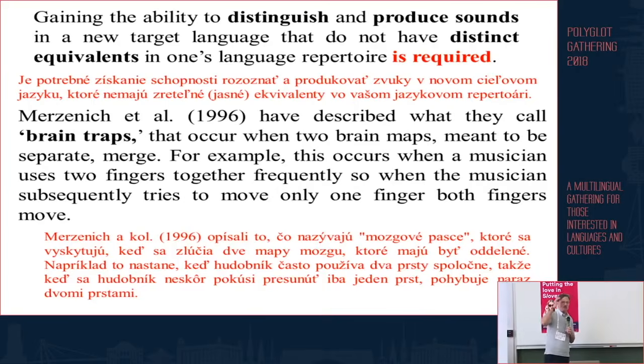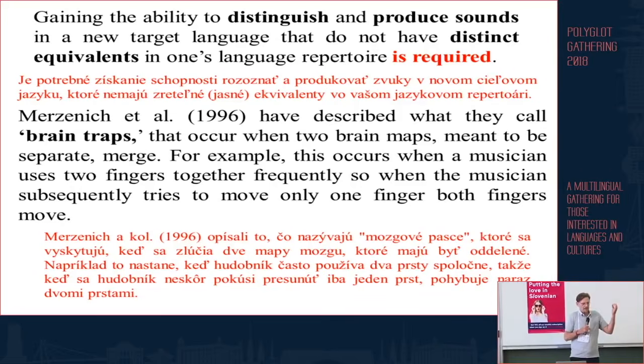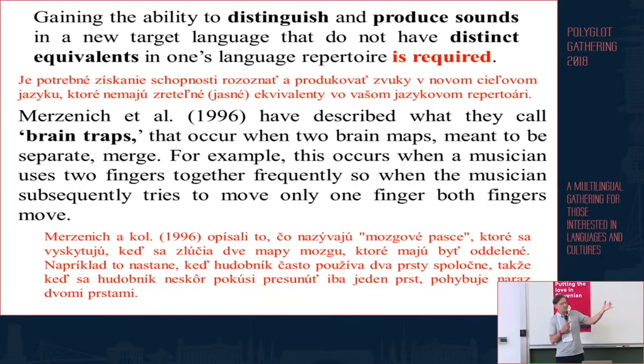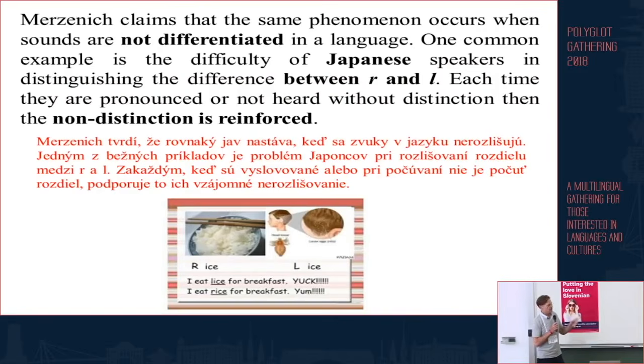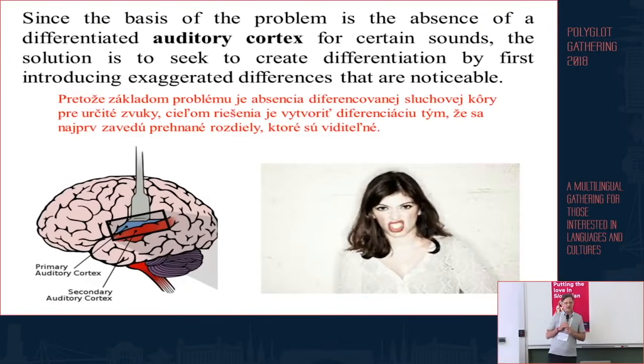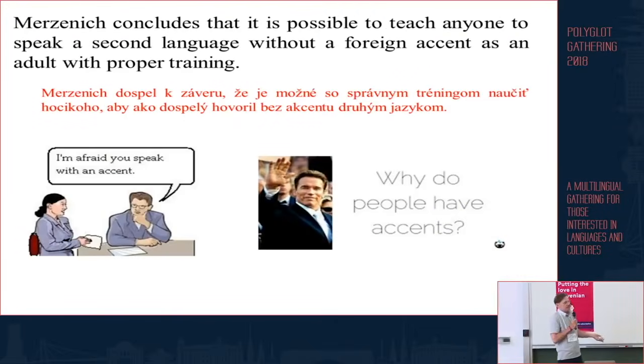Now, there are such things called brain traps. For example, a violinist playing a violin all the time like this, the two fingers will start to stick together. When you try to move one, you move both at the same time. This happens when you don't differentiate in the movements. And it's the same with the sounds that you hear. They're not differentiated because the difference between these two sounds is not important in terms of meaning. All right, so since the basis of the problem is the absence of differentiation in the auditory cortex, you have to practice with exaggerated differences. It's possible to teach anyone to speak a second language without a foreign accent with proper training.